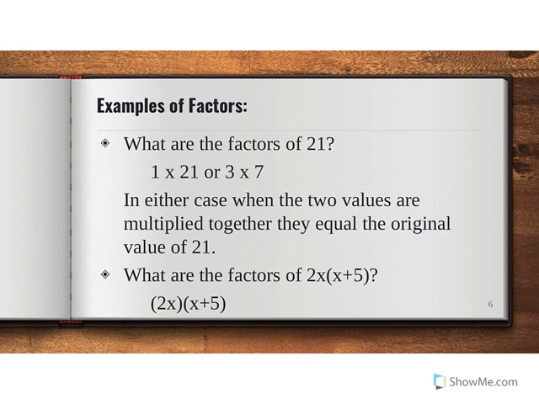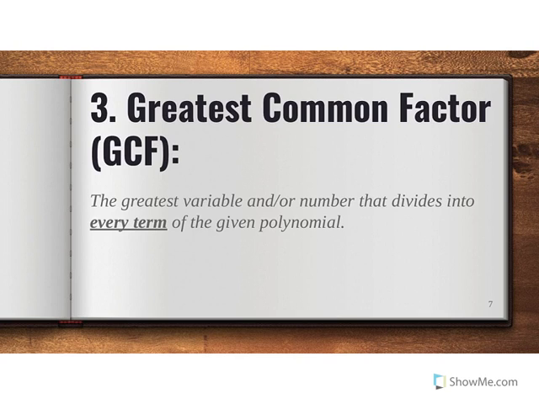So what are the factors of 2x times x plus 5? Well, 2x is one of those factors, and x plus 5 is the other factor. For now, it's just going to look like this when we actually multiply it. Our last term that you're going to be learning today is the greatest common factor.